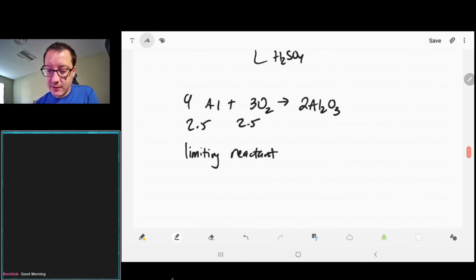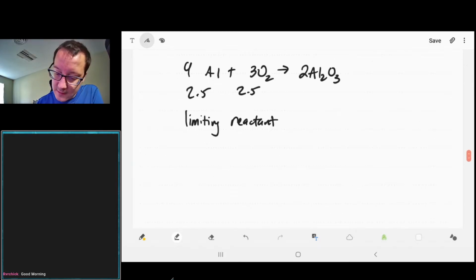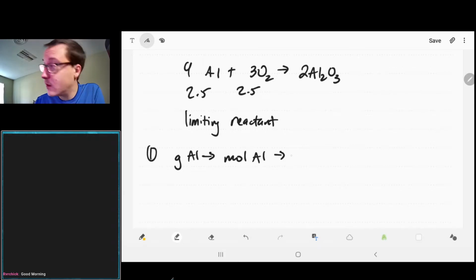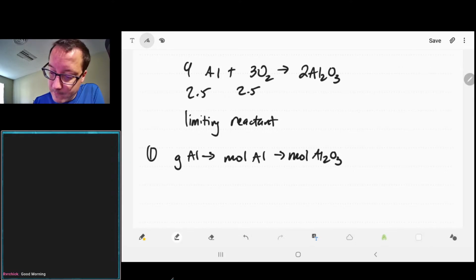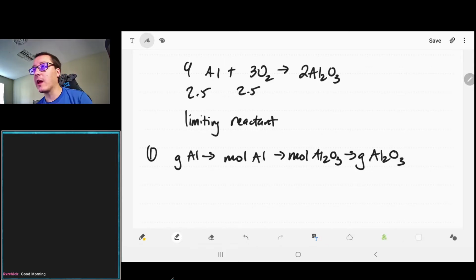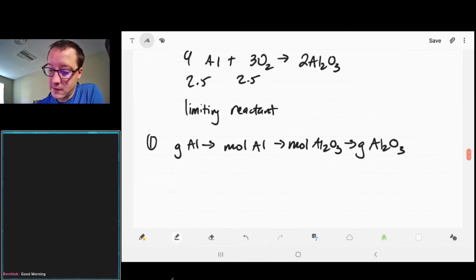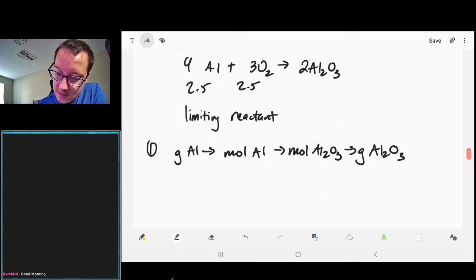So we've got to do it for both. So our first one, we're going to want to go from our aluminum. And it's looking for the mass at the end of the problem. So that's kind of what our plan is going to look like. And for the other one, it's going to be the same thing, except we're switching out oxygen instead for the first part, instead of aluminum. So here we go.